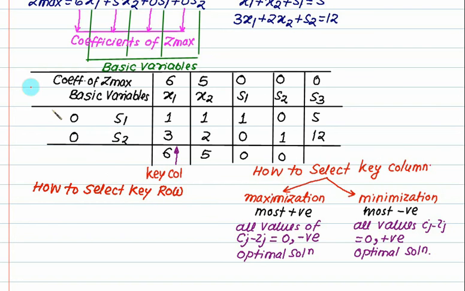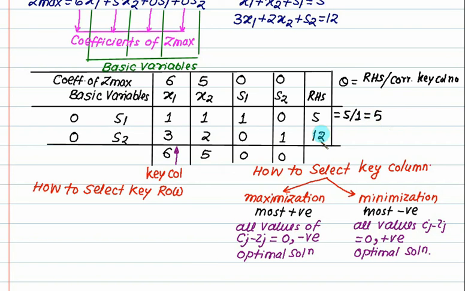To select the key row, first you have to construct one more column here, called the theta column. This theta column is basically the right hand side, that is the solution. This is the RHS side, no? So this is RHS divided by the corresponding key column number. What is this value? Is it 5? And what is the corresponding number? It is 1. So this ratio is 5.